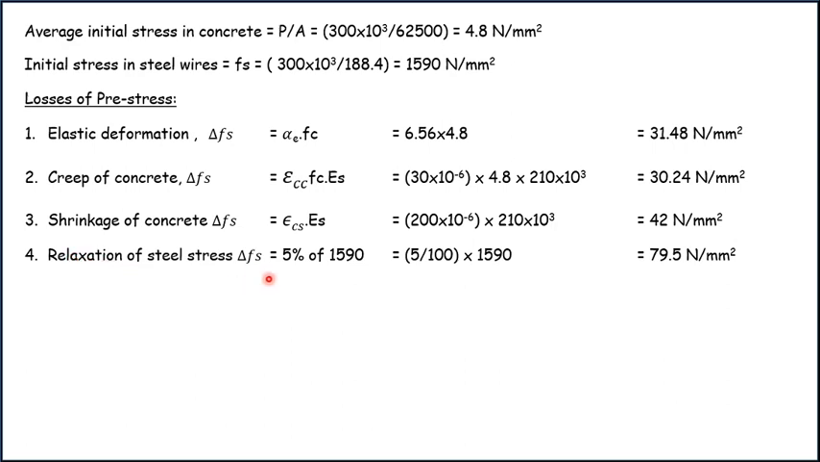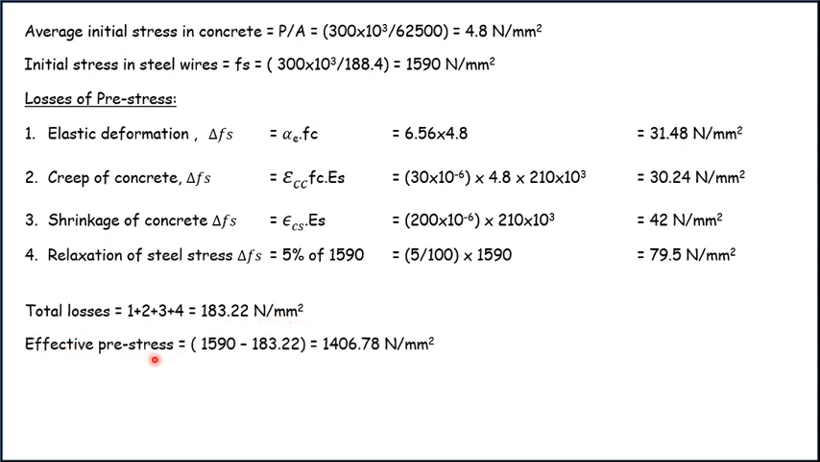Relaxation of steel, delta Fs, is 5% of the initial pre-stress of 1590 that we determined. So 5 divided by 100 multiplied by 1590 comes out to about 79.5 Newton per mm square. Now the total of all the pre-stress losses, 1 plus 2 plus 3 plus 4, comes out to 183.22 Newton per mm square.